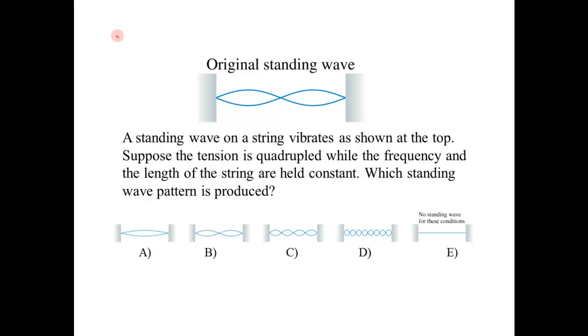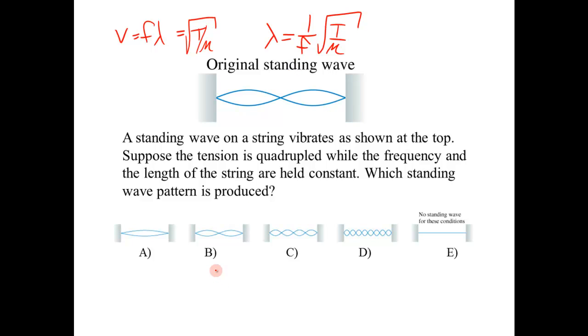Well, here again, we're going to start with this idea that v is equal to f lambda, but v is also equal to the square root of T over mu. So one way we can take this is rearrange it and say, well, this means that lambda is equal to 1 over the frequency times the square root of tension over mu. If the tension is quadrupled, but the frequency stays the same, and the length of the string is held constant, and it's still the same string, it means the only thing that's changing in this equation is the tension.